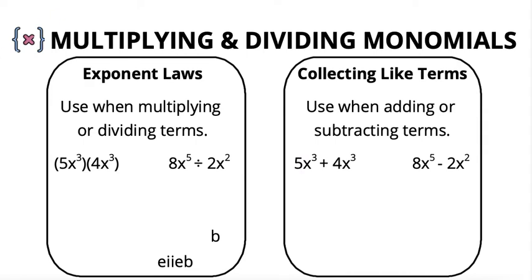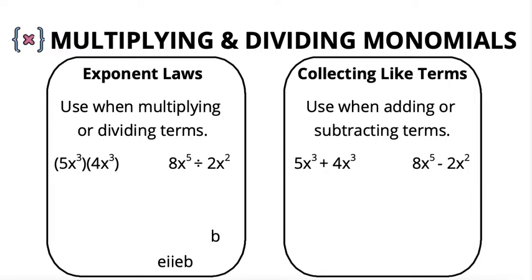Today we're going to take a look at multiplying and dividing binomials. So it's important to remember the difference between using exponent laws with algebraic expressions and collecting like terms for algebraic expressions. So when do we use the two? Well, we use exponent laws when we're multiplying or dividing terms, which is what we're going to be doing today. We collect like terms when we add or subtract terms, which is what we did before the holidays.